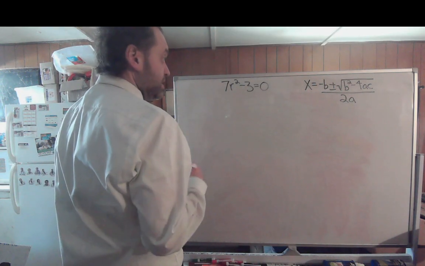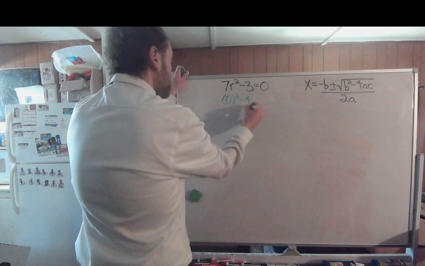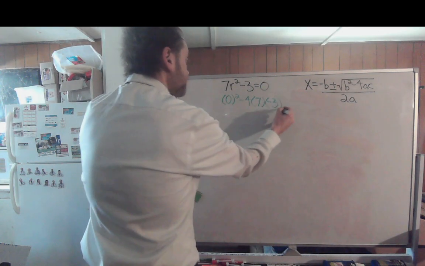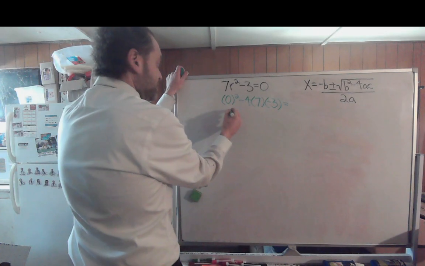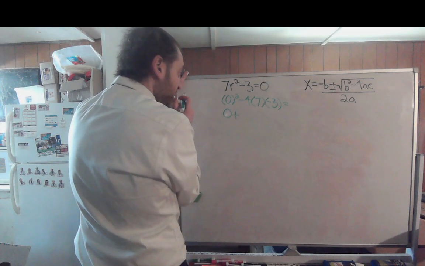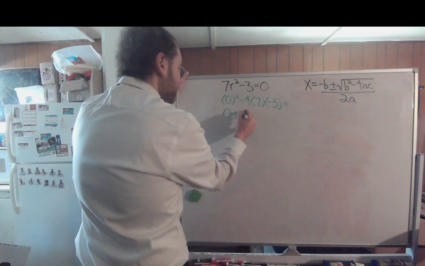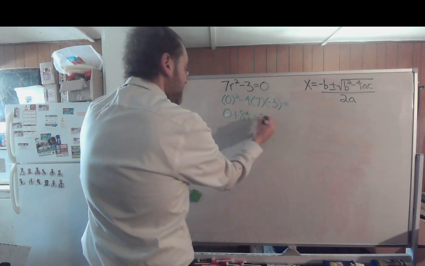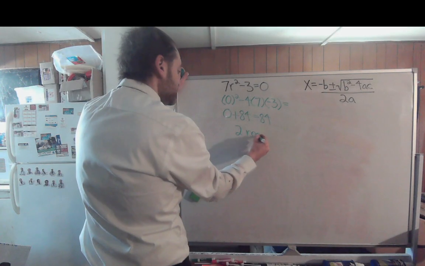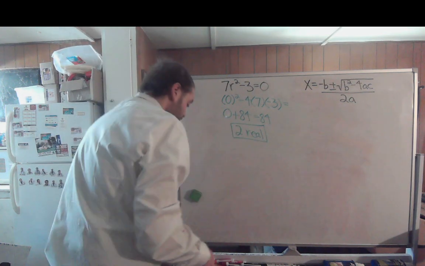So do your discriminant, take the b squared, which in this case is 0 squared, minus 4 times your a of 7 times your c of negative 3, which of course would give you 0 plus, what's 28 times 3? So let's see, it'd be 56, 84. So that would just give you 84, which is greater than 0. So you'll have two real solutions. So for this quadratic equation, there are two real solutions.